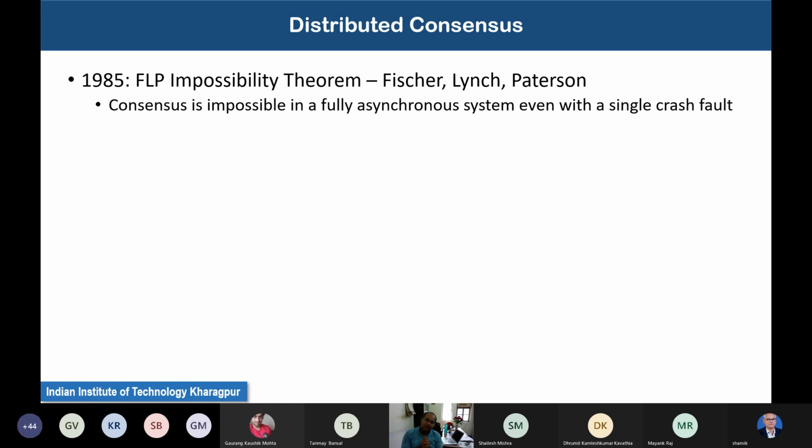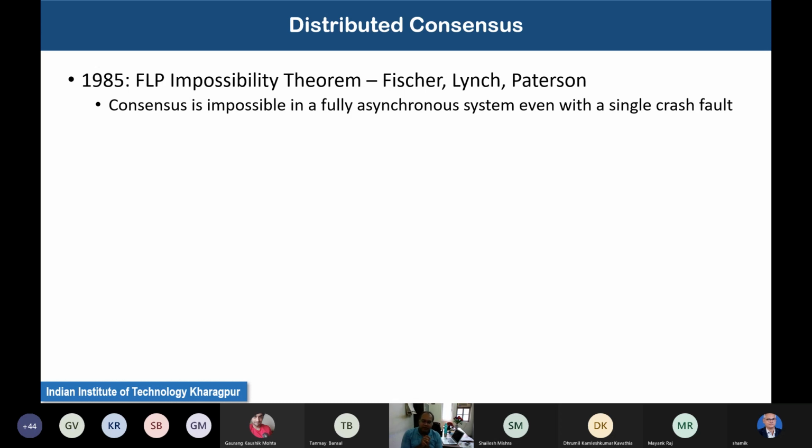And what this FLP impossibility theorem says is that consensus is impossible in a fully asynchronous system, even with a single crash fault. Well, now what does it mean? Here we have a term called asynchronous system. So what is meant by an asynchronous system?